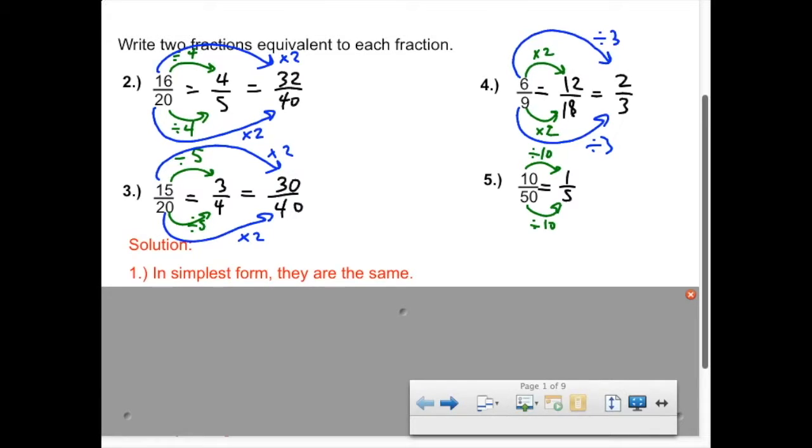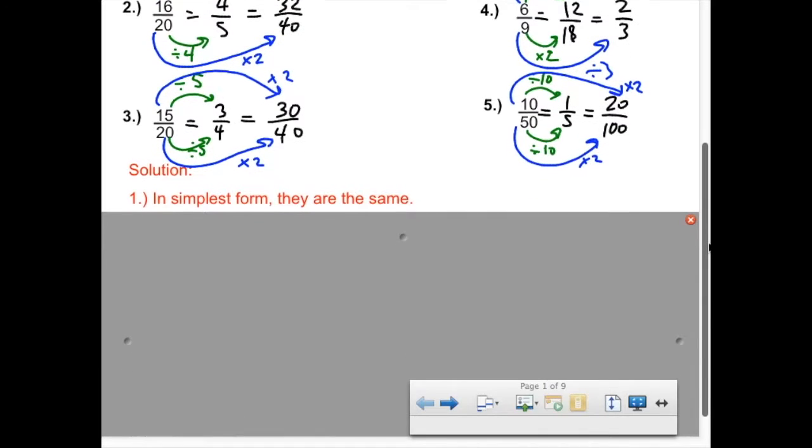Nice. Okay, and I need one more equivalent fraction. What's your second equivalent fraction? 20 over 100. 20 over 100, and how did you do that? I divided both the numerator. Divided? There you go. The numerator by 2. Times 2. Times 2. Okay.